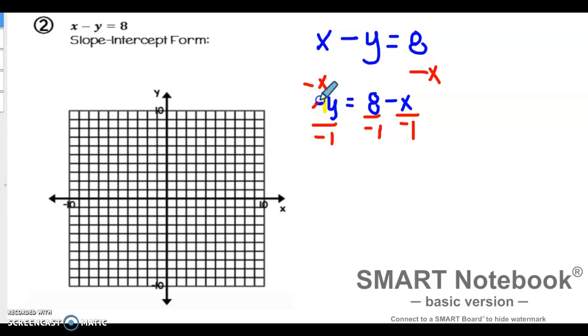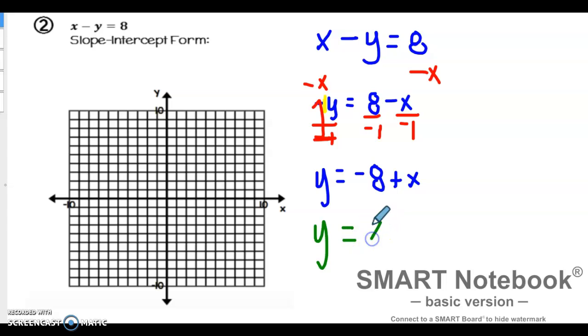So here, negative 1 and negative 1 make a giant 1. So we're left with y equals 8 divided by negative 1 is negative 8. And then here, a negative divided by a negative is a positive. So it's negative 8 plus x. Normally, when we have an equation in slope-intercept form, this term that includes the slope comes first. So I'm just going to take this and rewrite it. y equals x minus 8.